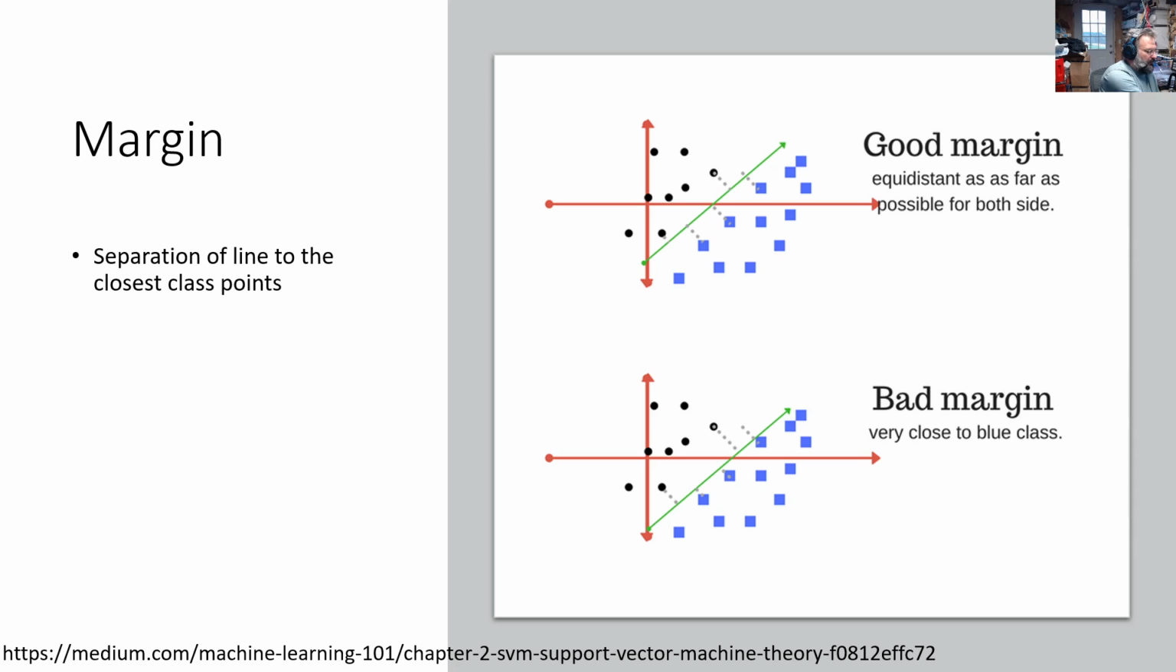In this case, like those blue squares, if one of them happened to be just a little bit further towards the circles, all of a sudden you've got a misclassification, so you've got an error being introduced. So by making it in the middle, you're potentially reducing the chance of misclassification.